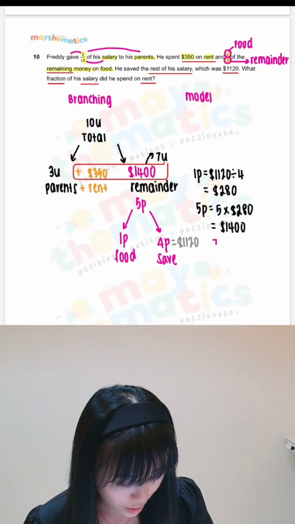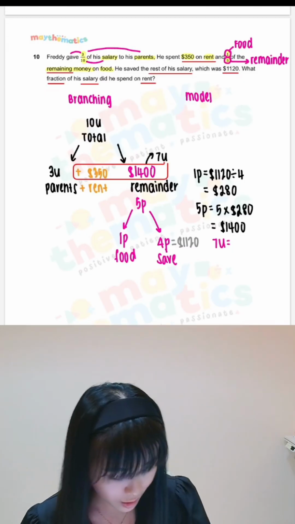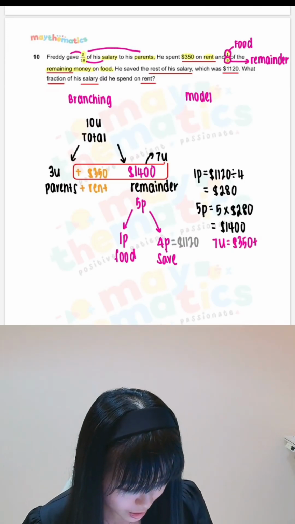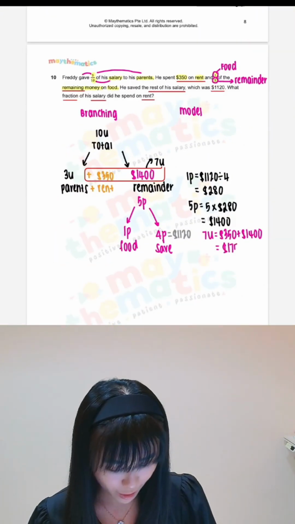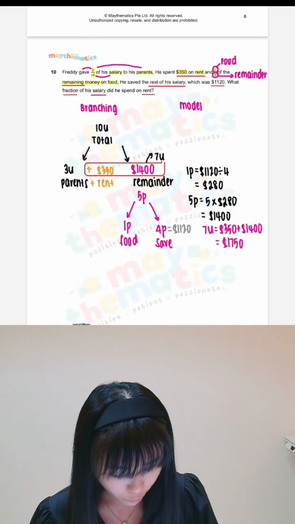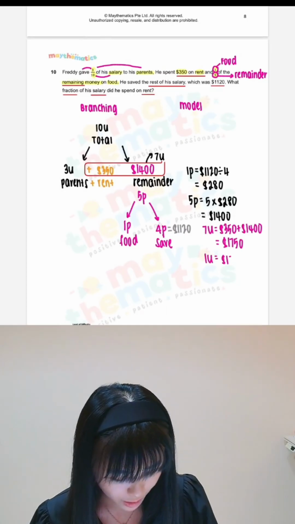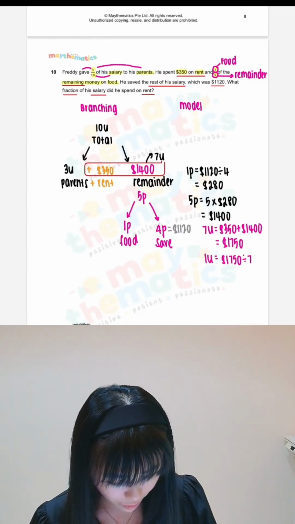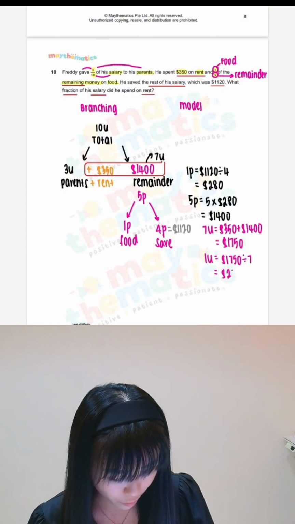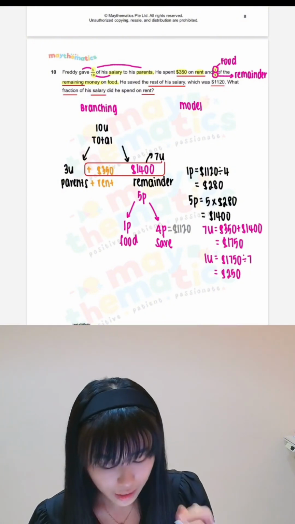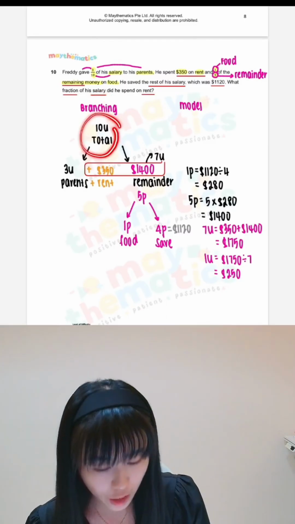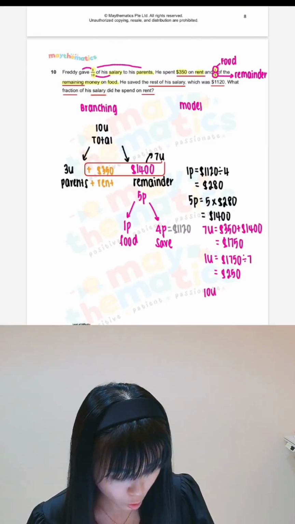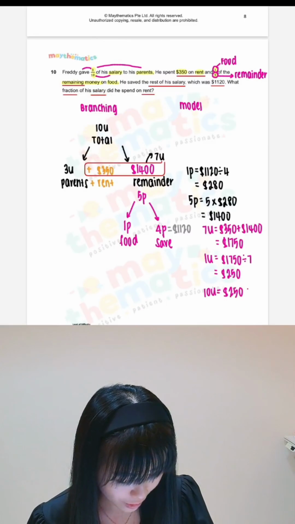So I will do this. 7 units is $350 plus $1,400. We'll get 1,750. Now I want to find 1 unit first. So I will take 1,750 divided by 7, which will get $250. And then now I want to find the total. Because later I need fraction of his salary, means I need the total of 10 units, right? So I will take 250 times 10, which will give me 2,500.